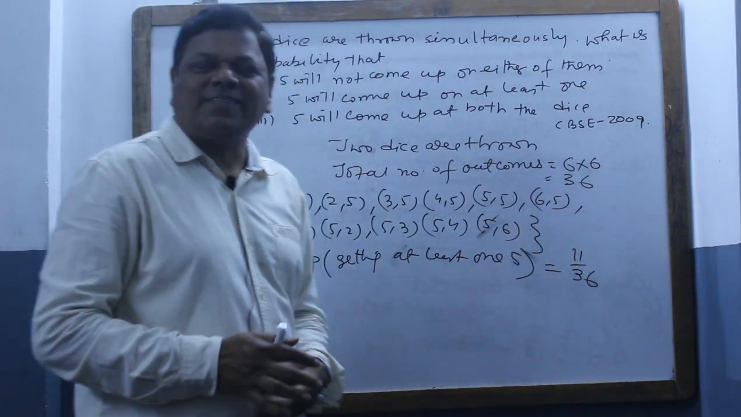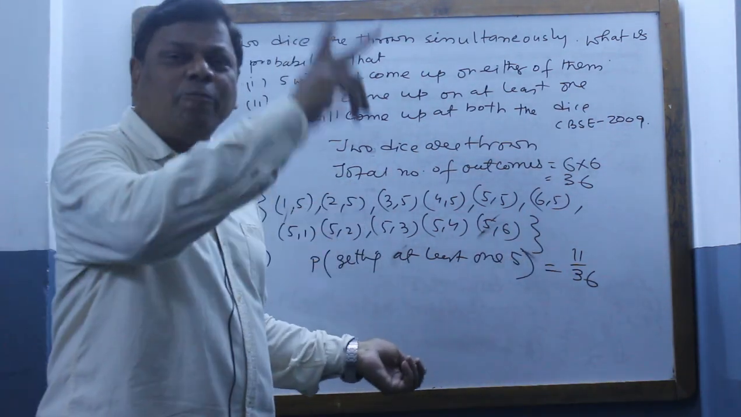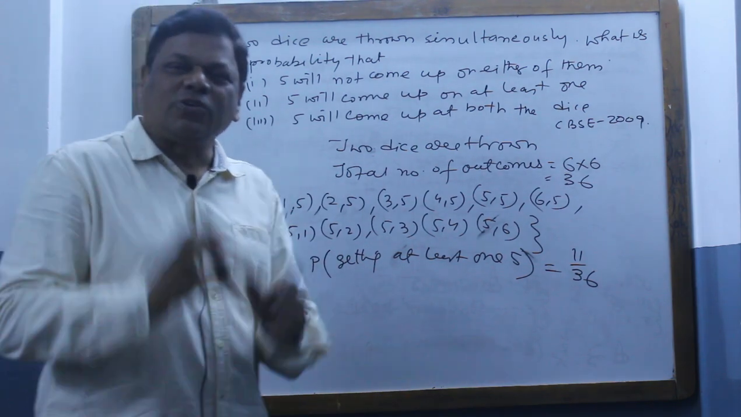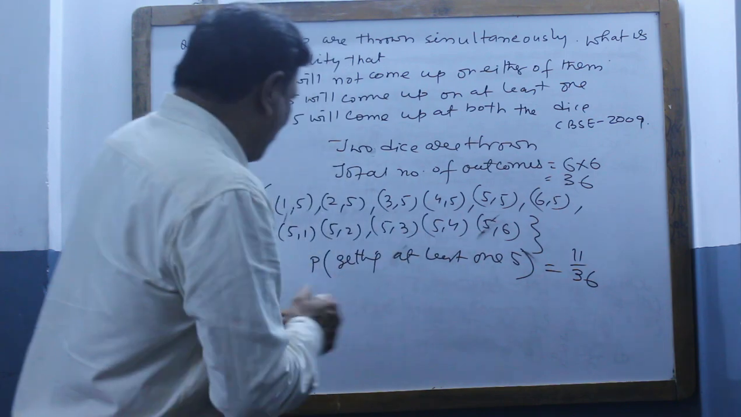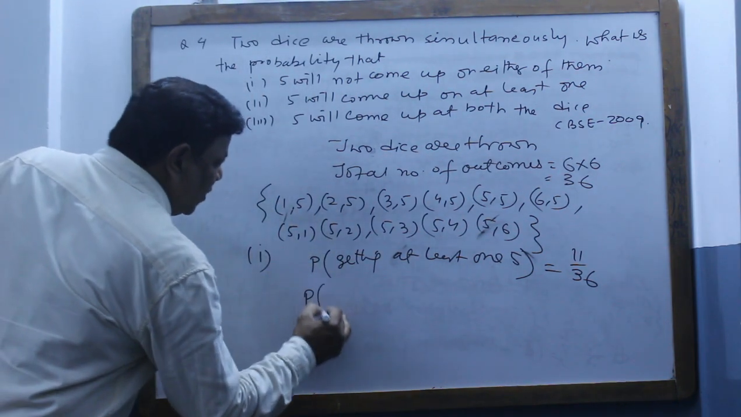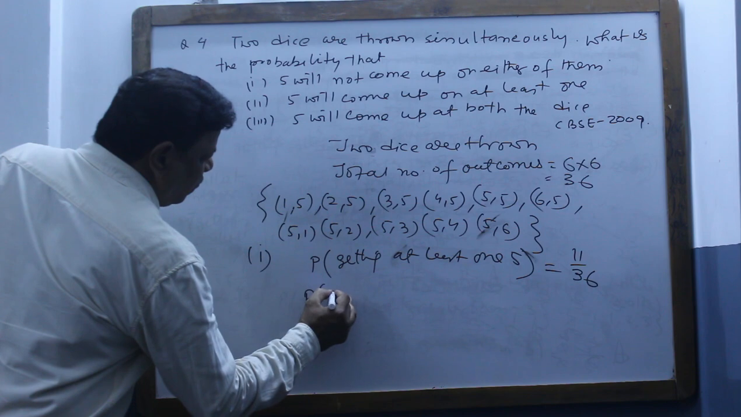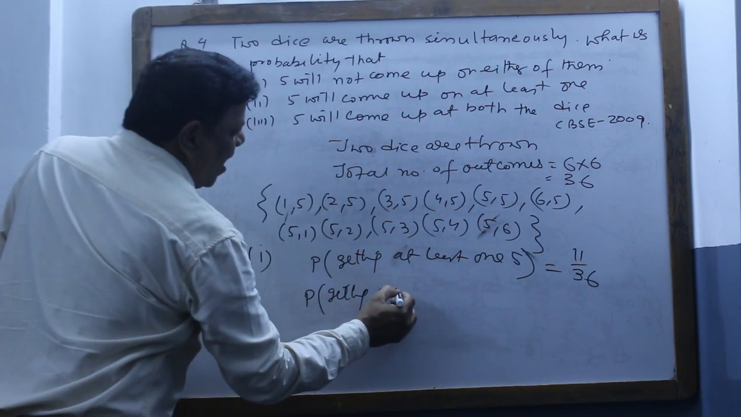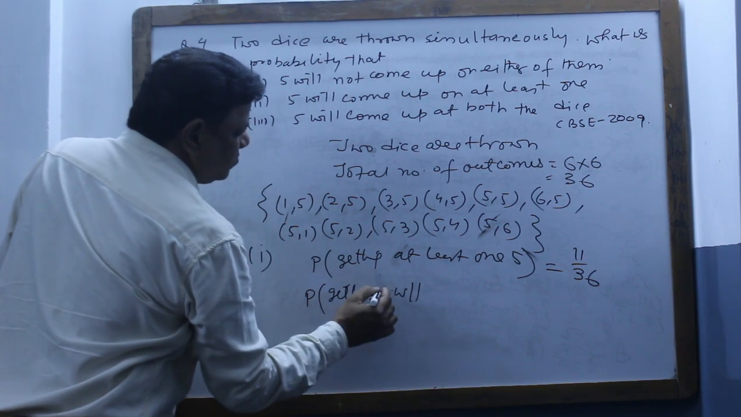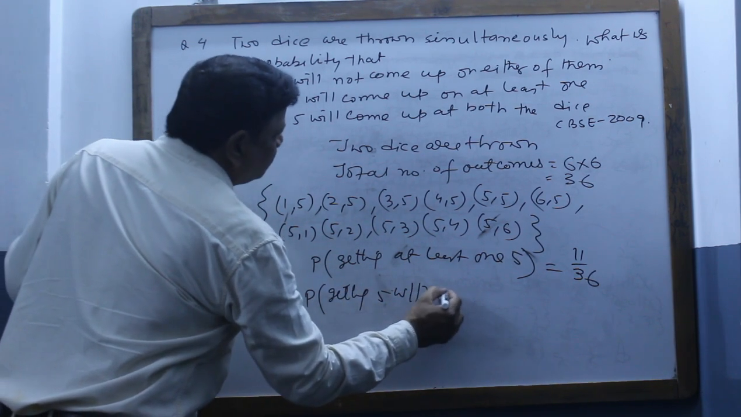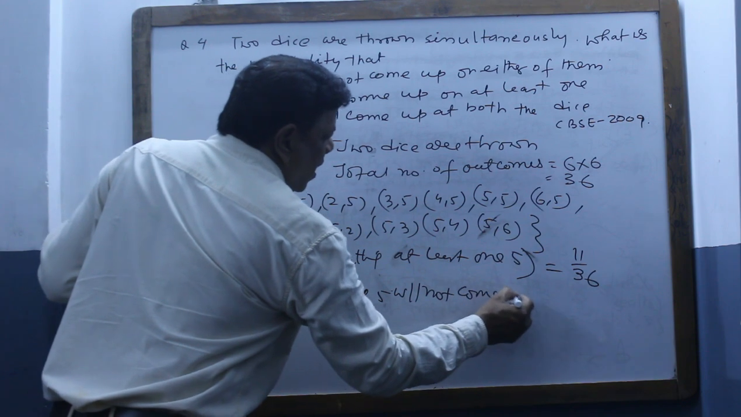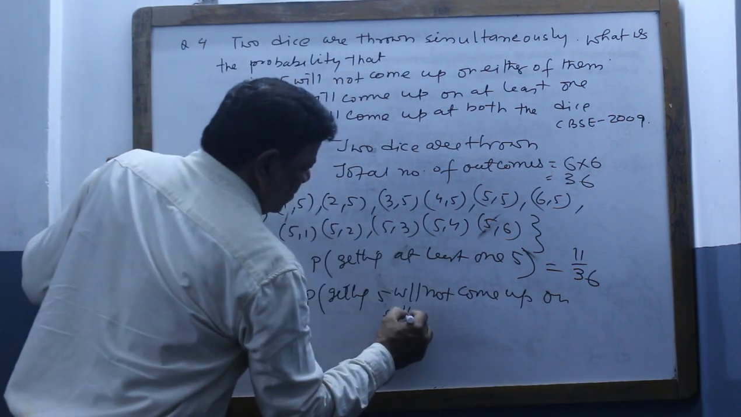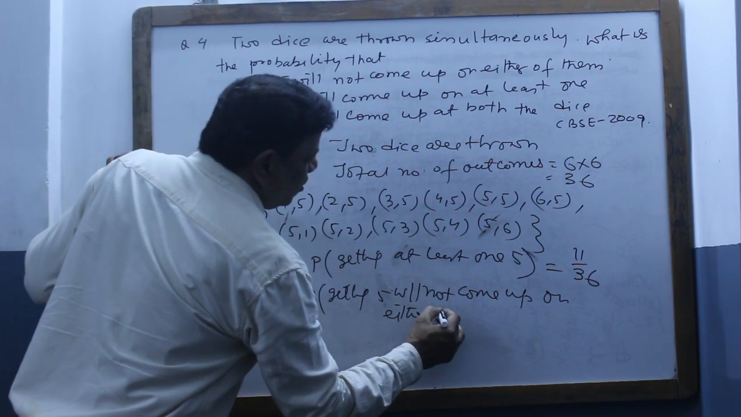But this is not my answer. I want just the opposite of this answer. What is the total probability? Total probability is 1. So I can say, in this language I am using, the probability that 5 will not come up on either of them.